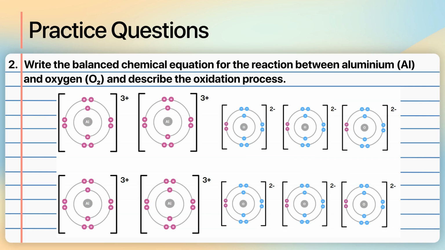By working through these examples, we've learned how to identify the products of reactions between metals and oxygen, write balanced chemical equations, and understand the oxidation process in terms of gaining oxygen. This practice will help you tackle similar questions effectively in your GCSE exams.